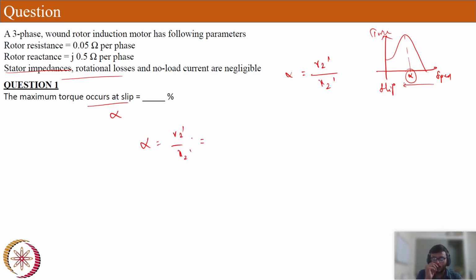Now, what is the rotor resistance given? This is 0.05 divided by rotor reactance 0.5. So how much is this? It's just 0.1, that is 10%. Okay, very simple problem.